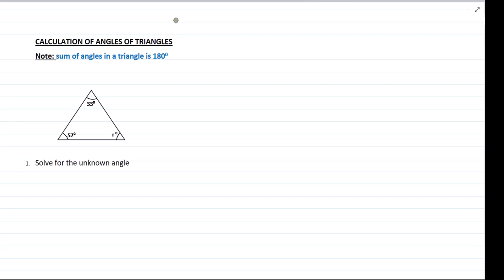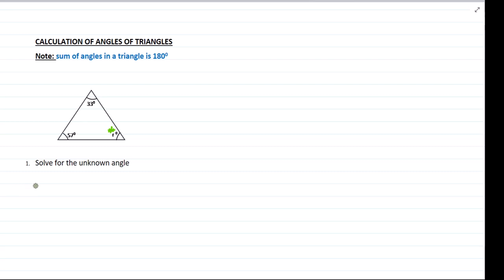So take note, sum of angles in a triangle is equal to 180 degrees. Please take note of that. And then we'll have a question that says, solve for the unknown angle. And then the unknown angle here is r degrees.